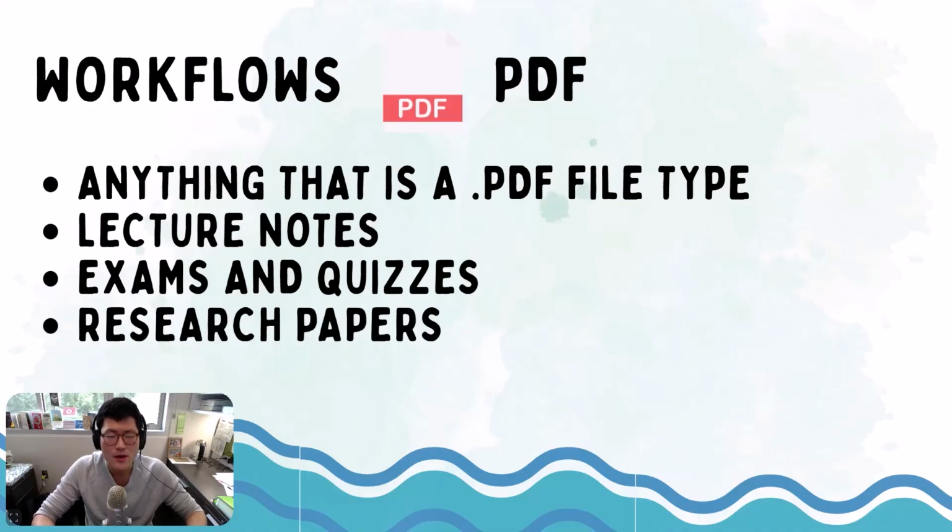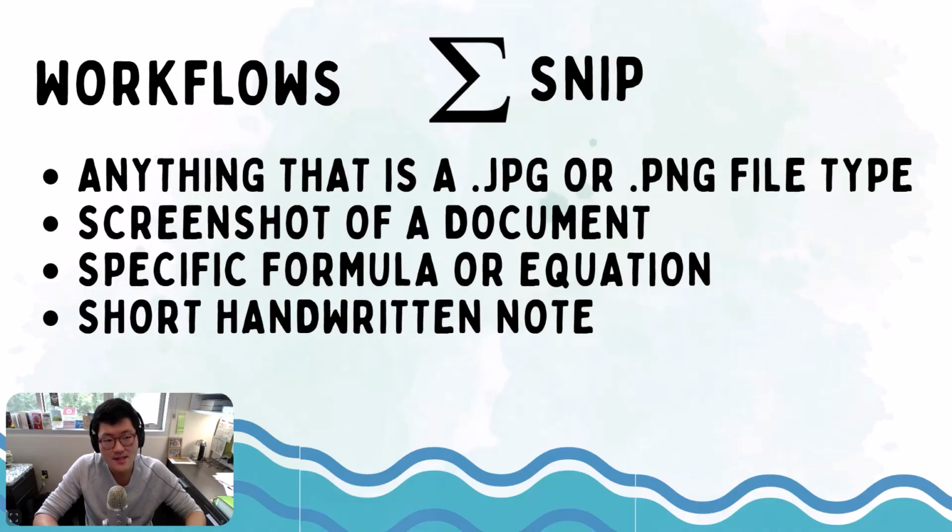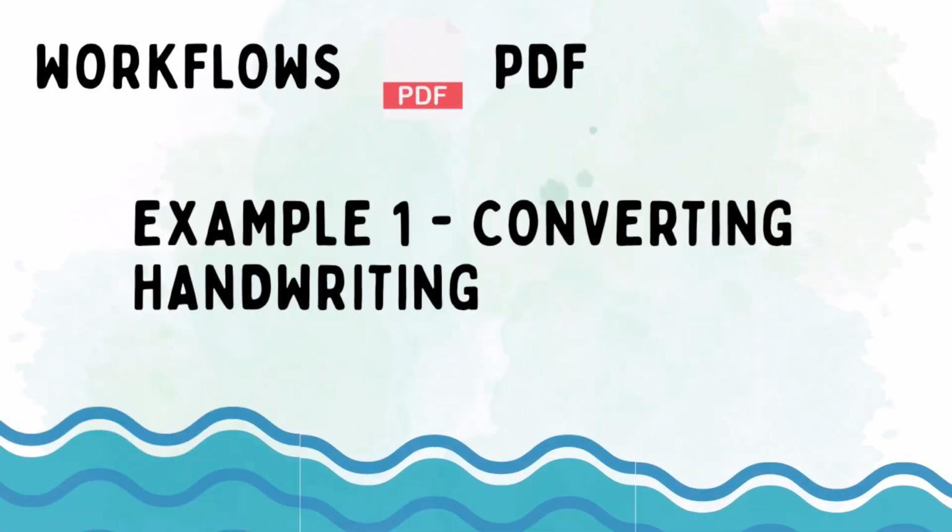Now, when you're starting with a PDF, this would be for things like lecture notes, exams and quizzes, or maybe research papers. And snips are for anything that is a .jpeg or .png file type. This might include a screenshot of a document, a specific formula or equation, or a short handwritten note.